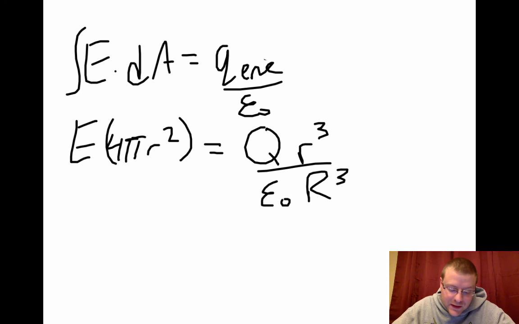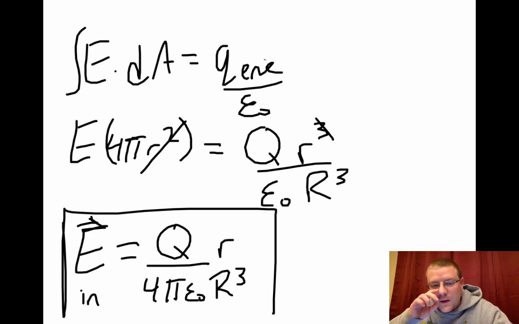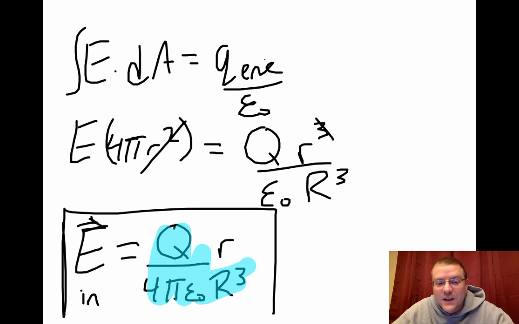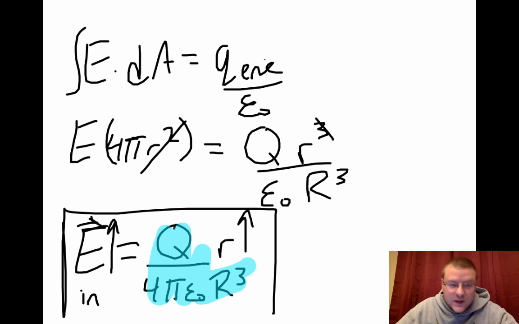The nice thing is there's a little r squared on this side and a little r cubed on that side, which will knock out, leaving behind basically kQr over big R cubed. Again, the constants in here are all of these, and the only thing that is changing is r, the radius of your Gaussian surface from the inside of that charged insulator all the way to the surface. That means that as the radius increases, so does the electric field strength.